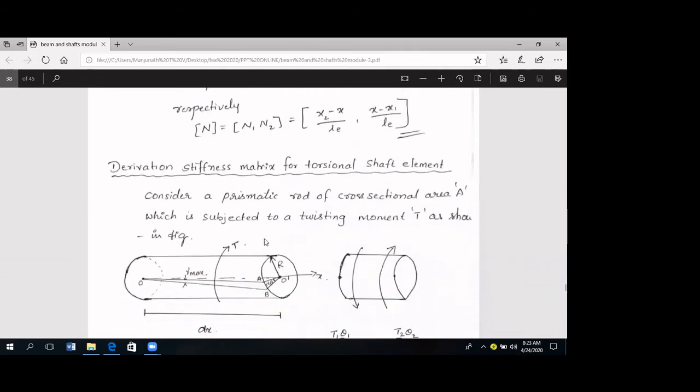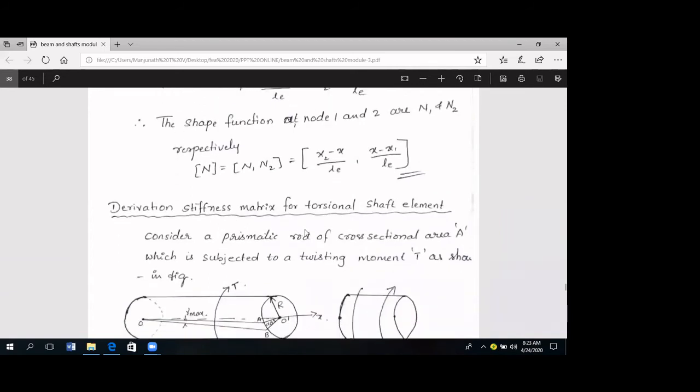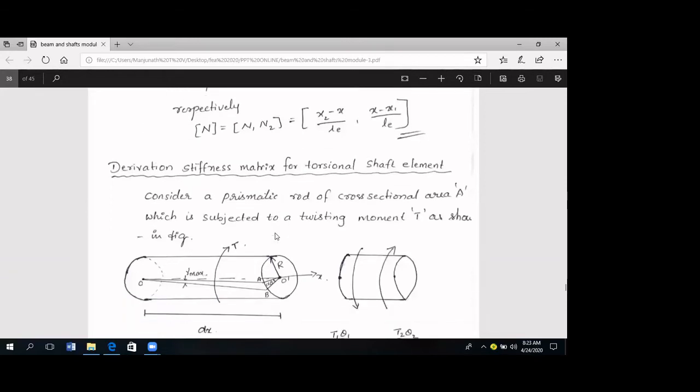Now, derivation of the stiffness matrix for the torsional shaft element. Already we obtained the stiffness matrix for the axial members. In a similar way, we can follow the procedure to obtain the stiffness matrix for the torsional shaft also. There are two methods to obtain the stiffness matrix: one by using the strain energy method, and also the direct method. Just from the geometry, the direct method of obtaining the stiffness matrix is what we are going to discuss now.